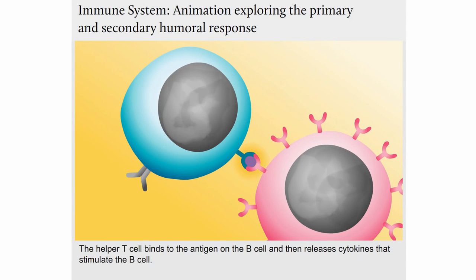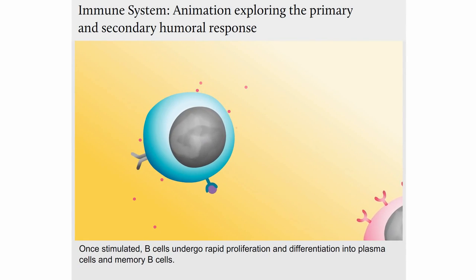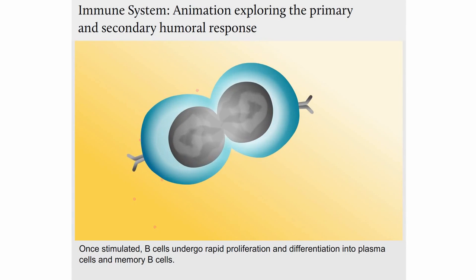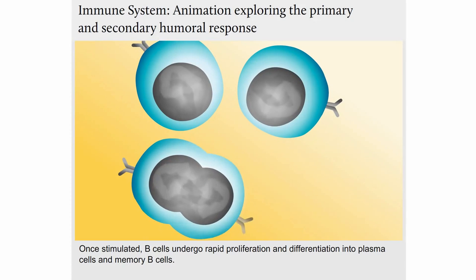The helper T cell binds to the antigen on the B cell and then releases cytokines that stimulate the B cell. Once stimulated, B cells undergo rapid proliferation and differentiation into plasma cells and memory B cells.